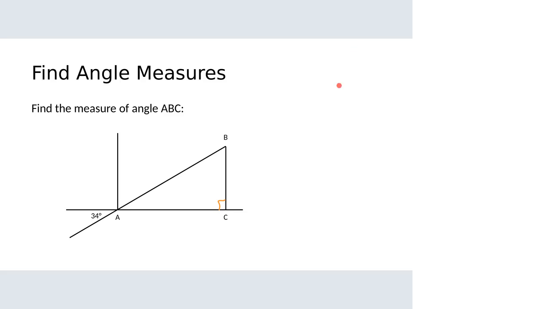One of the first things you'll have to be comfortable with is identifying angle ABC. We start at A, we go to B, we go to C. So angle ABC is this one right here. We're looking for the measure of that angle up there in the corner. And we know, because we're given it, that this angle down here has a measure of 34 degrees.